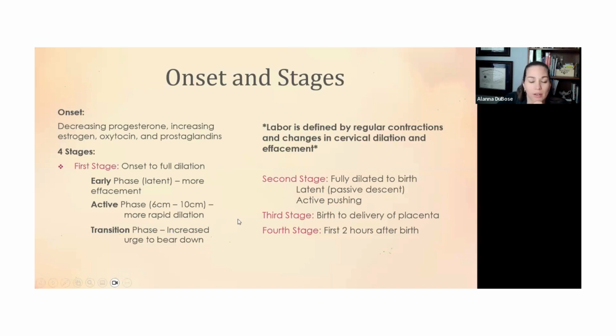But this transition phase, which is usually 8 to 10 centimeters, this is, I feel like, a little confusing there, but the transition phase, your body is really taking over. You're feeling an urge to bear down. You're starting to lose control. This is when people say, I can't do this. I can't do this anymore. They often will feel like they need to vomit.